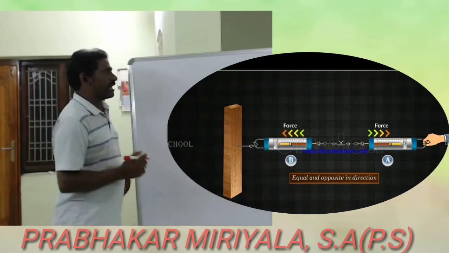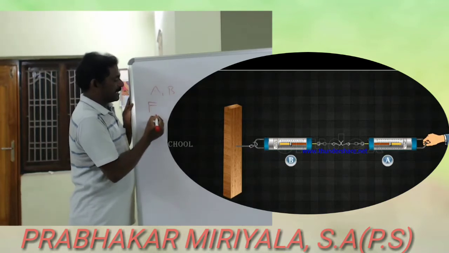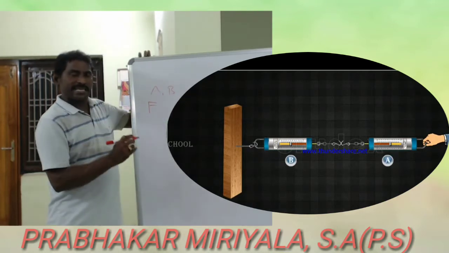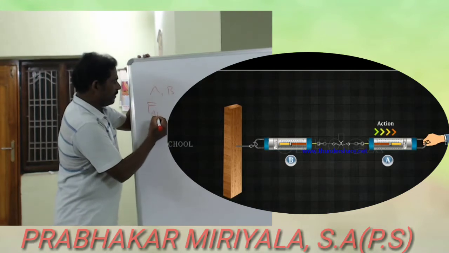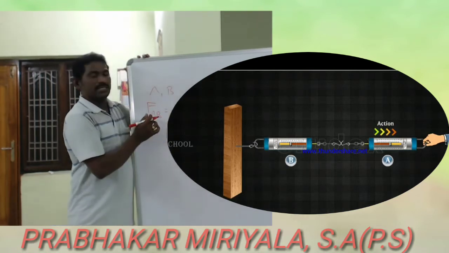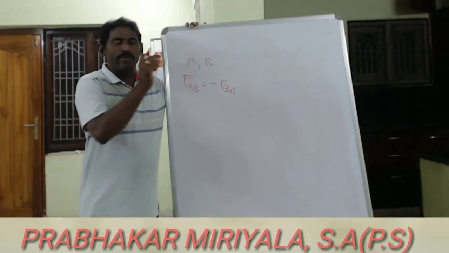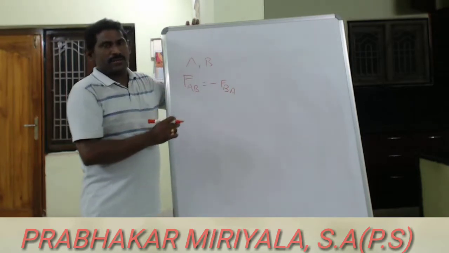If the two spring balances are considered as A and B, the force exerted by spring balance A on B, FAB, is equal to minus FBA. That means these two forces are equal in magnitude but opposite in direction.